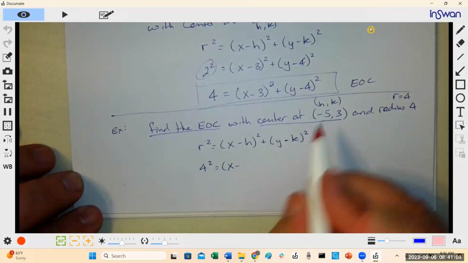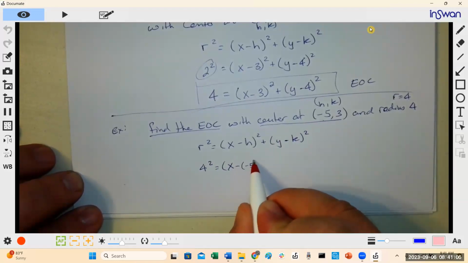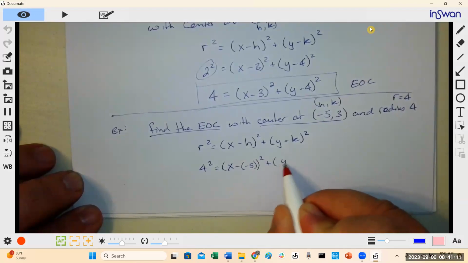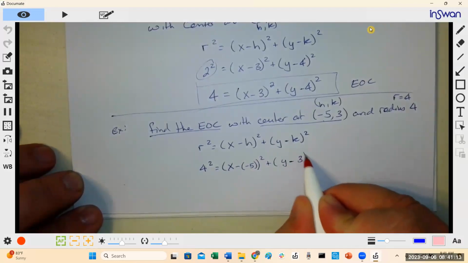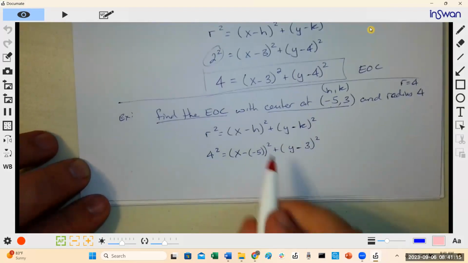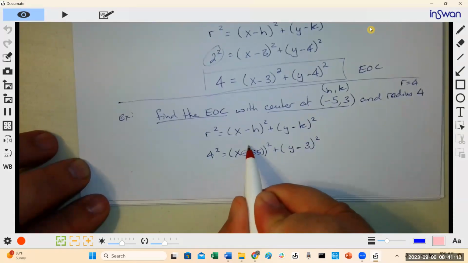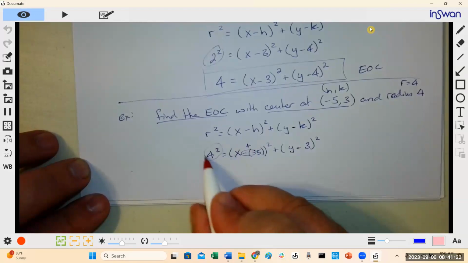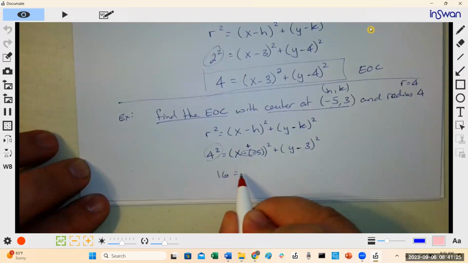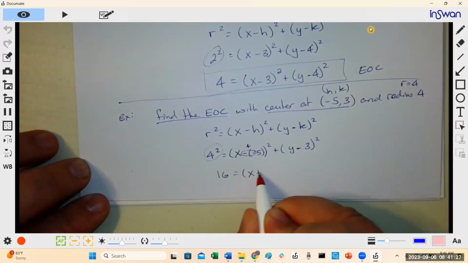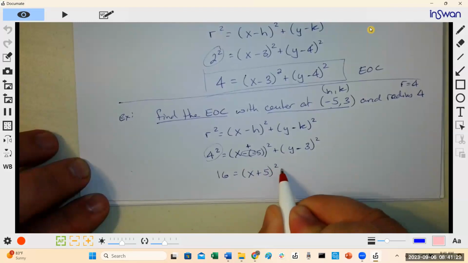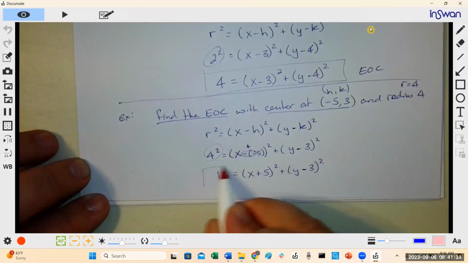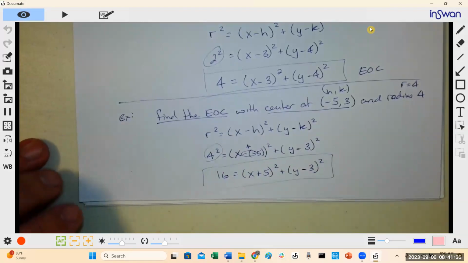(x minus -5) squared, (y minus 3) squared. We have two negatives next to each other. Can't have that, so negative times negative is a positive. 4 squared is 16. And this is our equation. That's our answer.